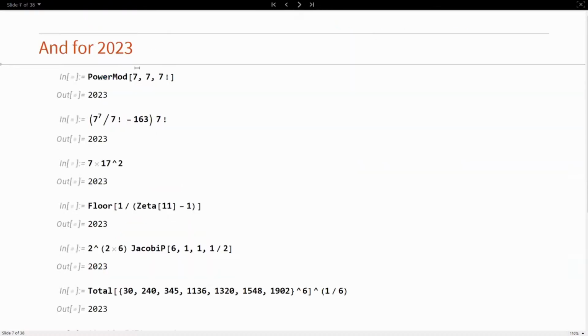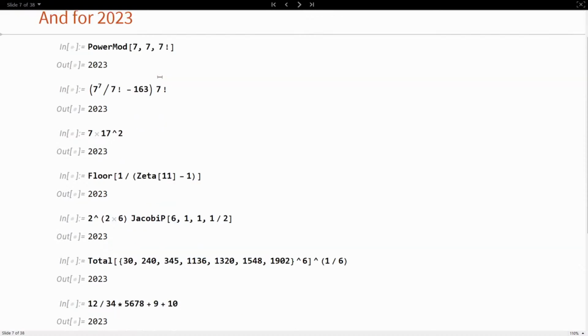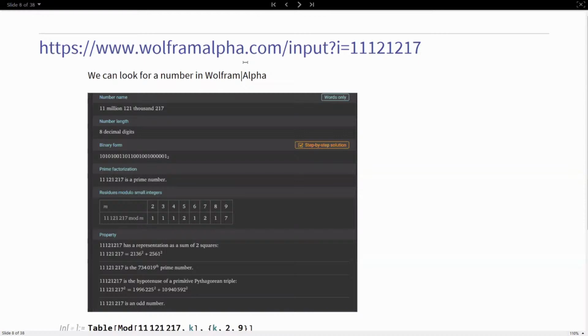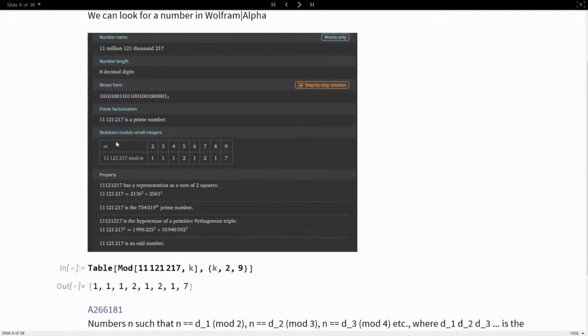We did it in 2023 as well. And these are some of the properties that we can reach with 2023. For all of these, we could also put a number into Wolfram Alpha and find some unusual facts about the particular number. So here I do it with this number, 11,121,217.